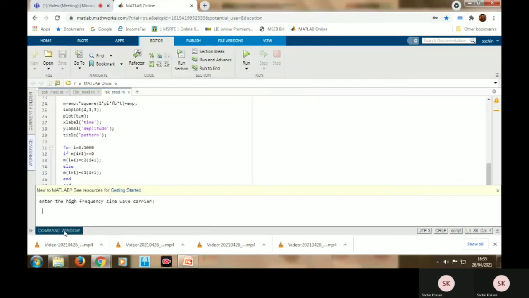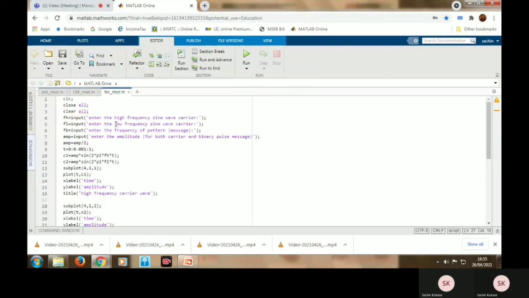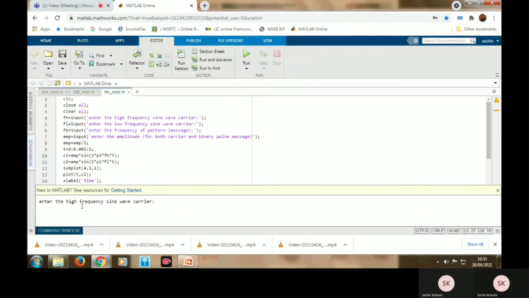here it is a command window. As we discussed, the first message is: enter the high frequency sine wave carrier. So this message is displayed, and here I will take the high frequency carrier as 40. After that, the next message is: enter the low frequency sine wave carrier. Here I am taking the frequency as 10.